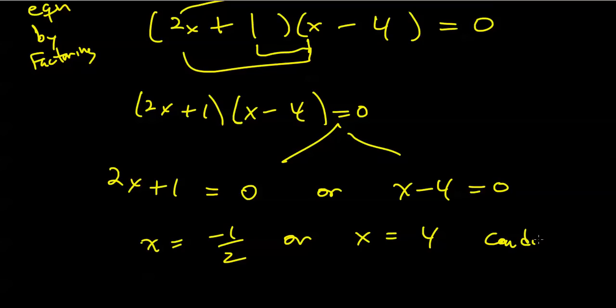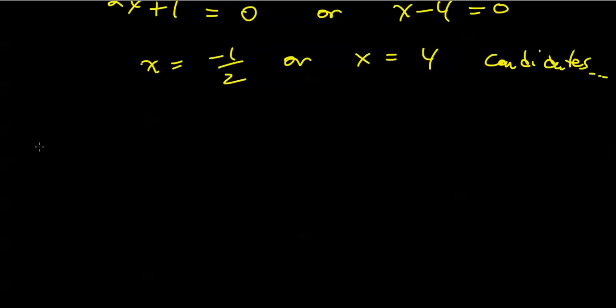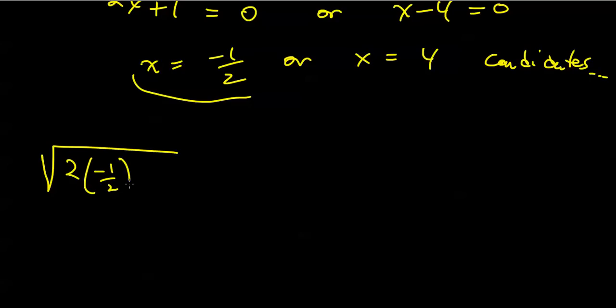Now remember, these are candidates. We must check them both. Alright, so let me go back to my original equation. Let me check minus 1/2 first. Alright, so if I got the square root of 2 times minus 1/2 squared minus 7 times minus 1/2, does that equal 2? Let's try it.